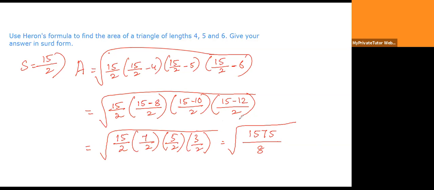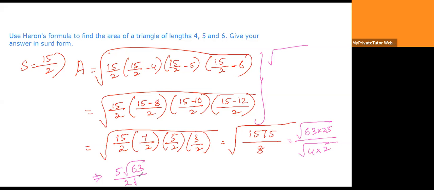So how do we simplify? Please check by what perfect square number we can divide. You can see that we can divide this 75. Since we have 75 at the end, we can divide by 25. 25 is a perfect square number, isn't it? So if we divide 1,575 by 25, we will get 63, guys. So I'm writing here, square root of this becomes 63 times 25. And this one, 4 times 2. Please have a look at this again. What is the square root of 25? 5. So 5 square root 63 by 2 square root 2.